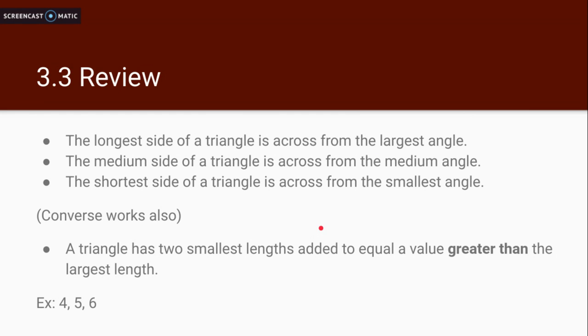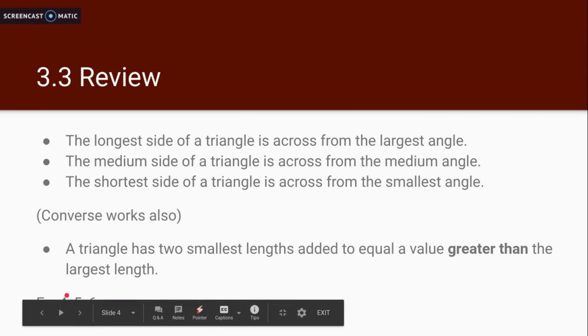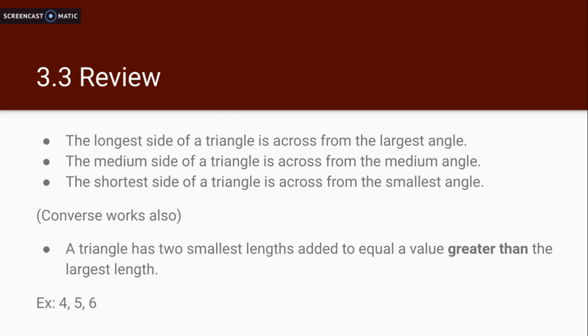A triangle has two smaller lengths that added together equal a value greater than the largest length. What that means is if you're given these lengths and wondering, can this be a triangle? Here's what you figure out. You add the two smallest lengths, and then you see, are those two lengths larger than the other length that you didn't add? If so, then it can be a triangle. So what about this? 4 plus 5 is 9. And then is 9 greater than that 6? Yes, it is. So those three lengths could be a triangle.